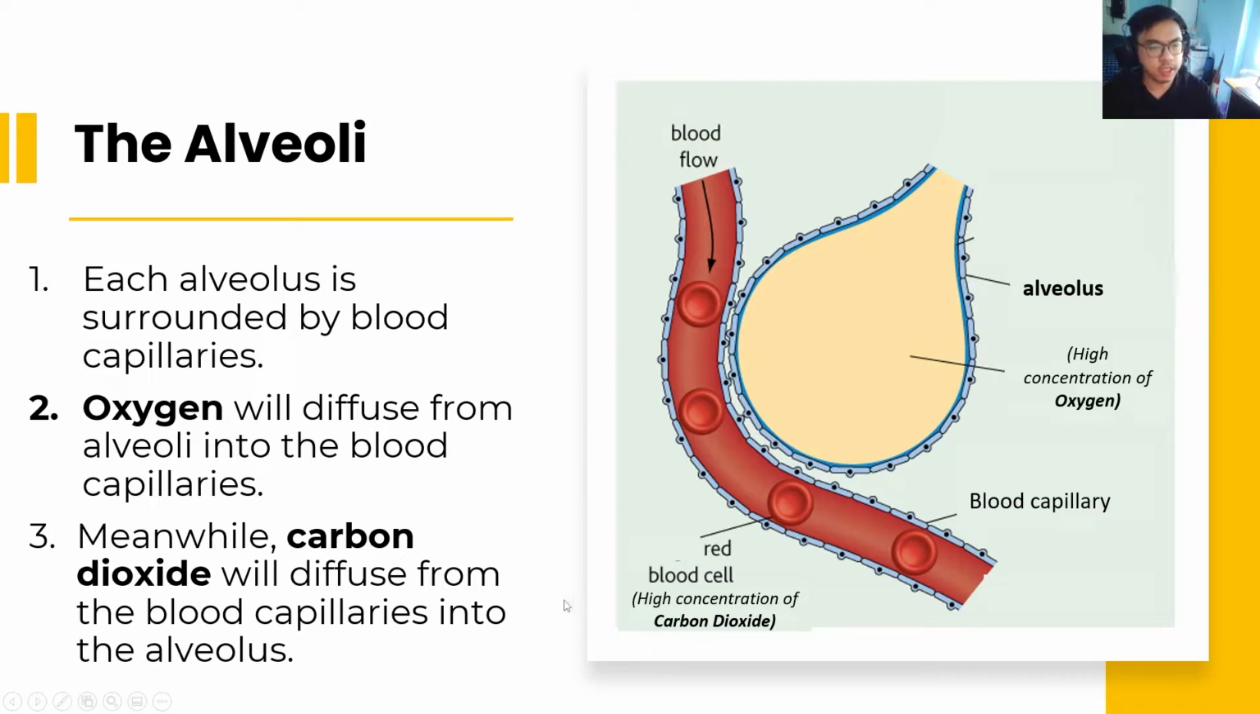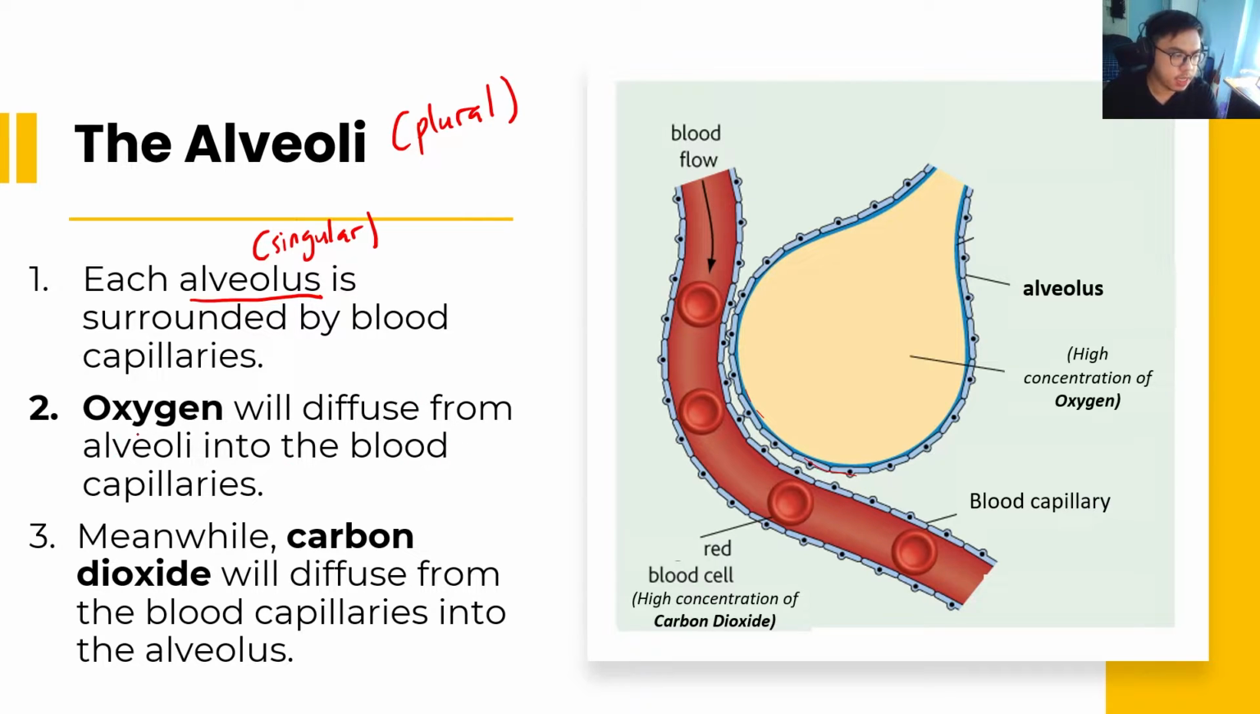So here is more detail about the alveoli. Number one, each alveolus. Alveolus is the singular word for alveoli, and alveoli is the plural. That means if you have one of these, it's called an alveolus, and if you have many of them, it's called alveoli. Each alveolus is surrounded by blood capillaries. As you can see, this circular teardrop thing here is the alveolus, and this tube thing here is the blood flow. This is a zoomed-in version of one alveolus.